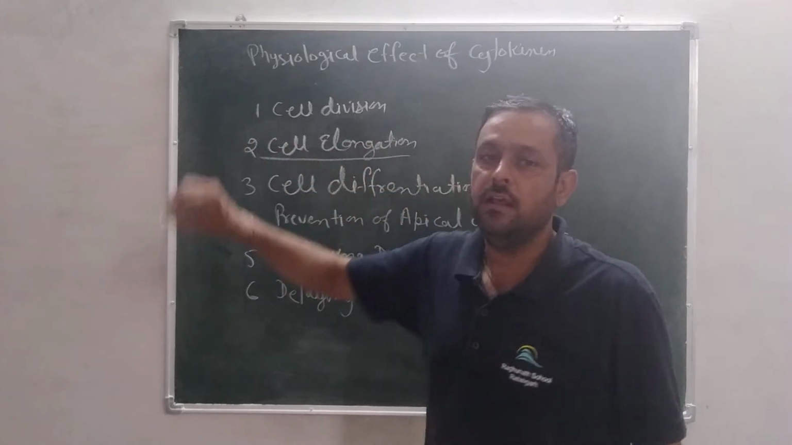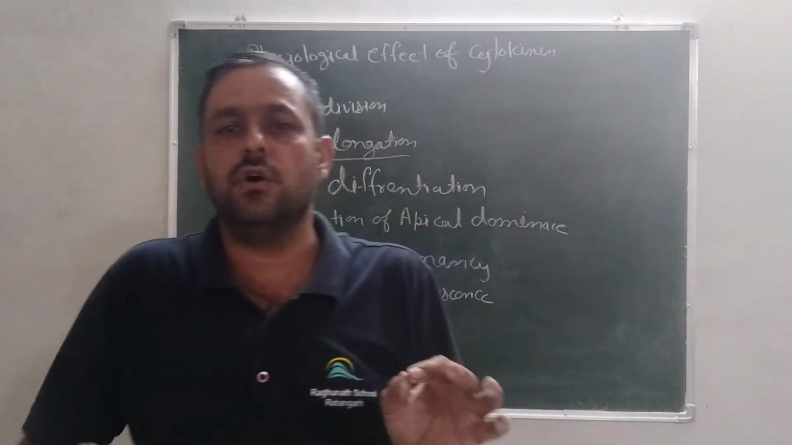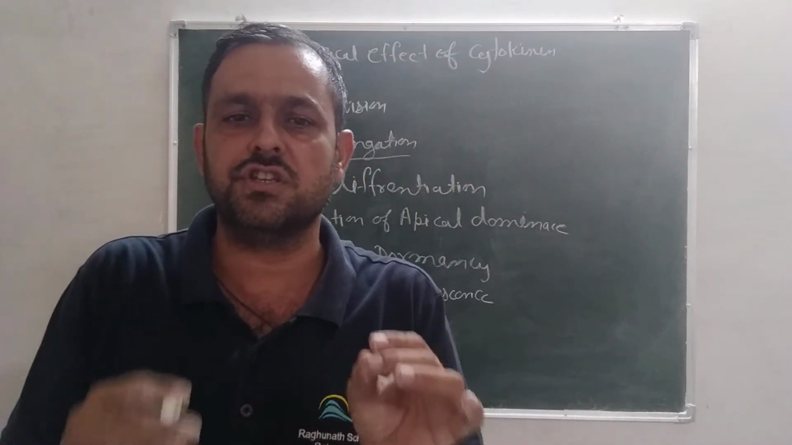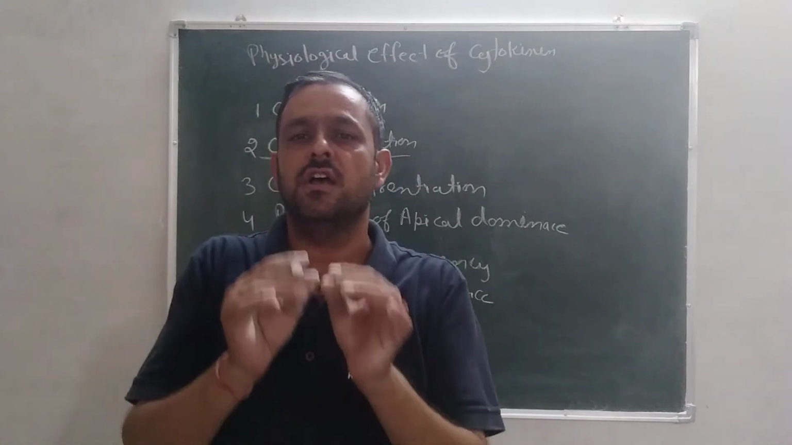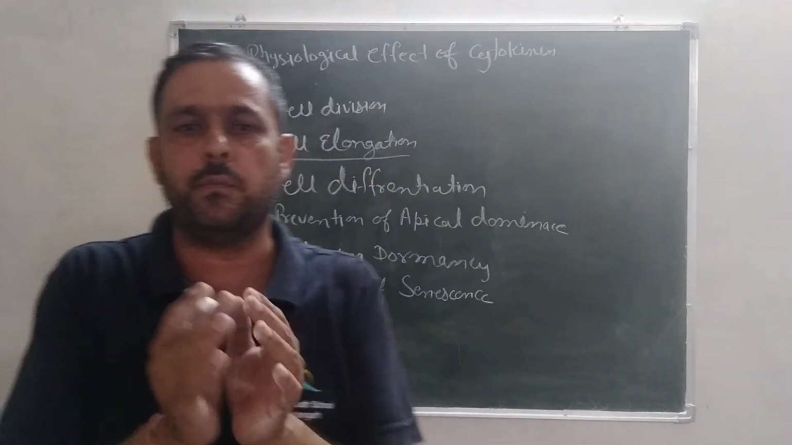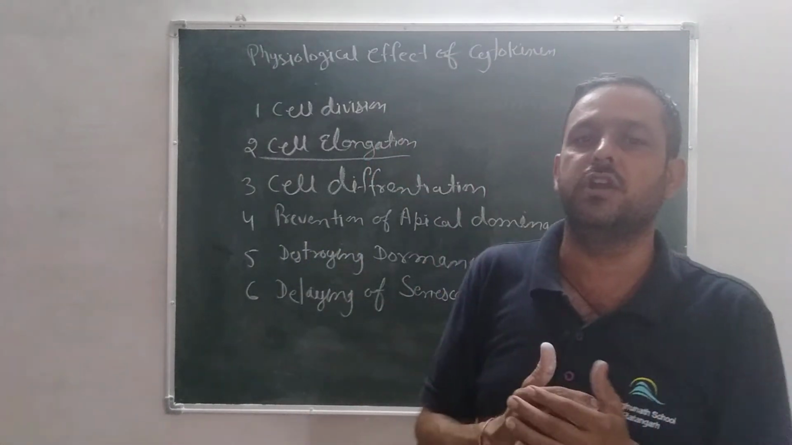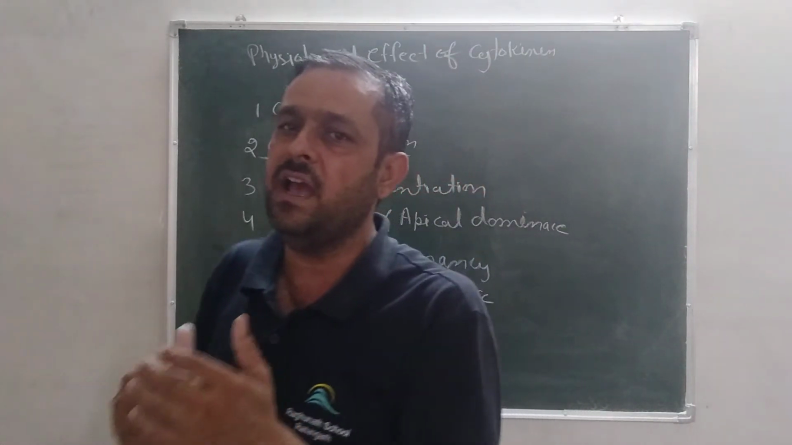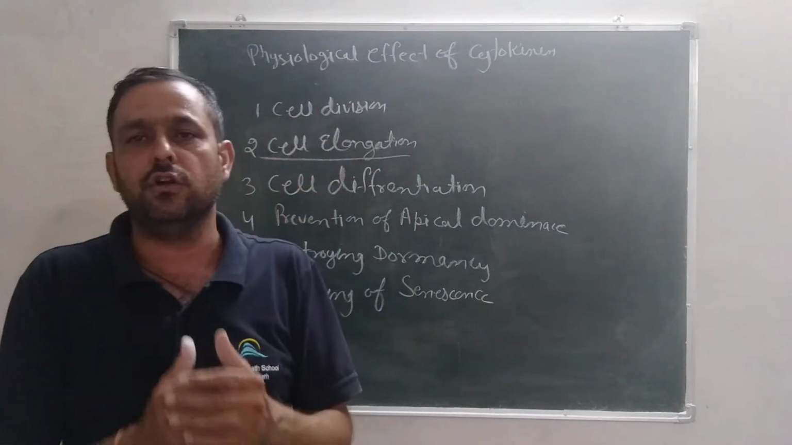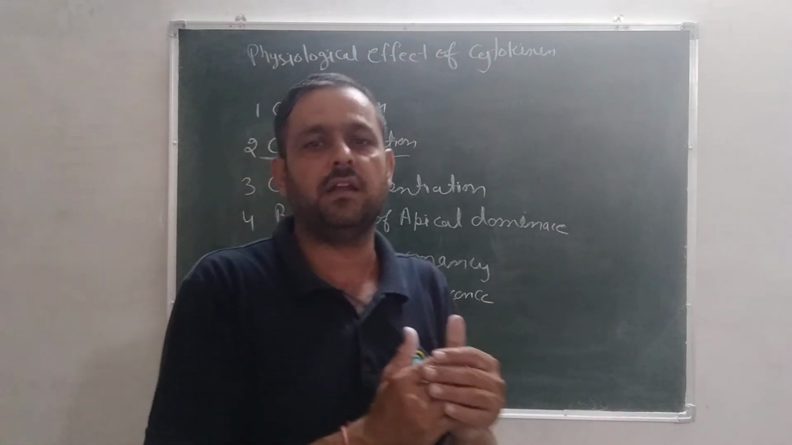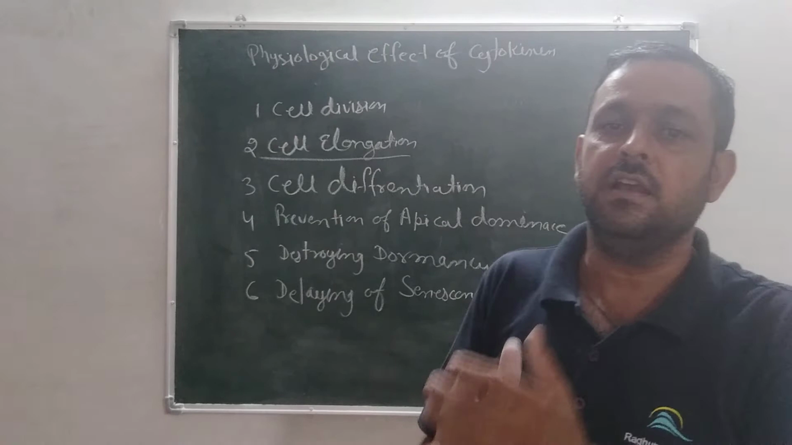Second, cell elongation. As you know, cytokinin promotes cell elongation. The root cells of tobacco were found elongated 4 times more than ordinary, being affected by cytokinin. Cytokinin exhibits this effect in the presence of auxin and ethylene.